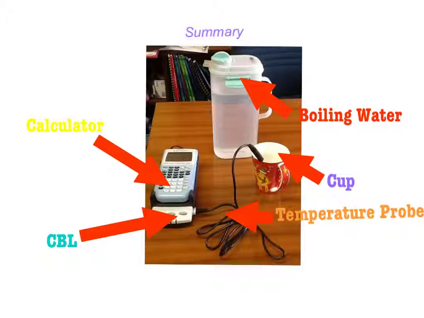For our experiment, we used the following materials: a boiling water jug, a cup, a temperature probe, a CBL, and a calculator. What we did first is we poured the boiling water into the cup. After we poured the boiling water into the cup, we put the temperature probe in. Then we turned on the CBL, and the calculator began recording the temperature of the water inside the cup every 60 seconds for 45 minutes total.